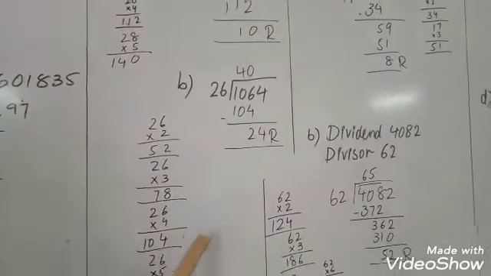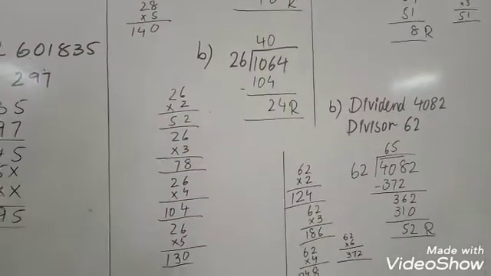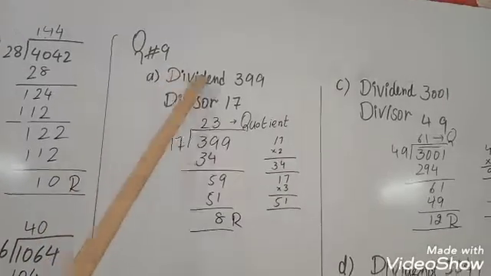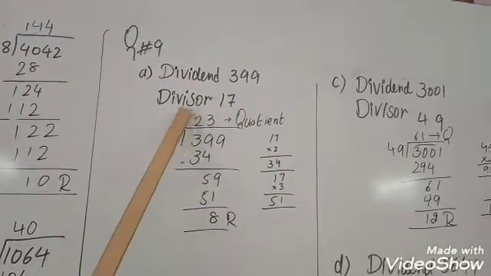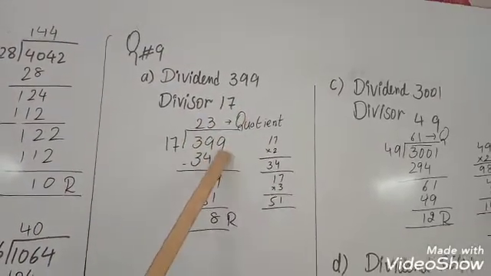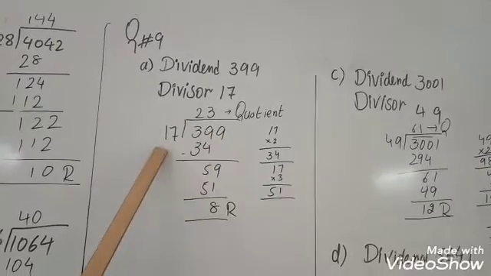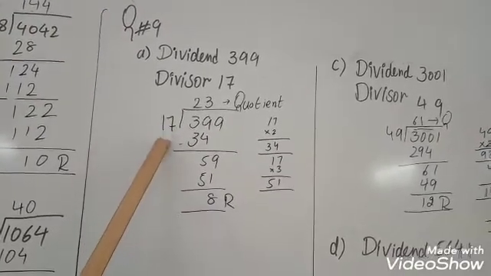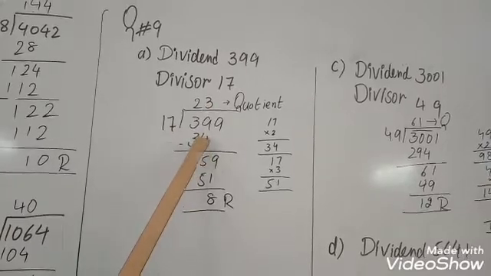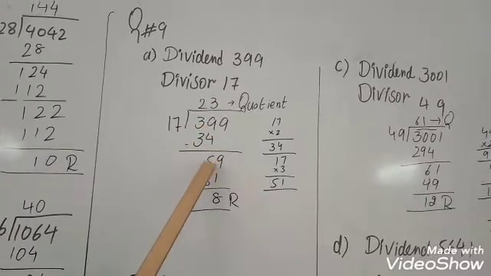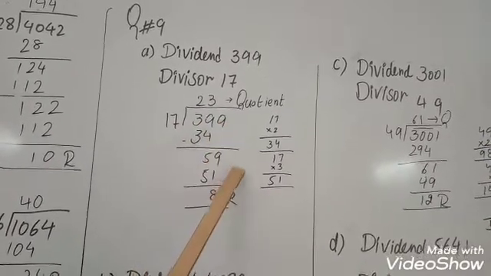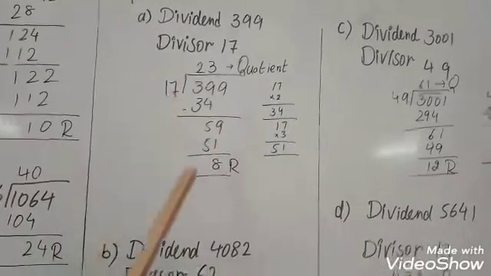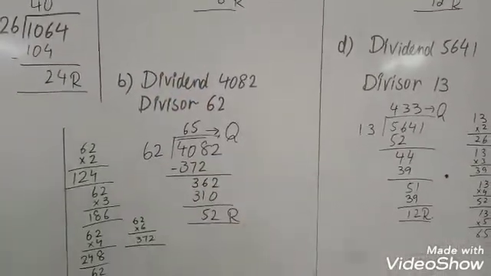Next questions are also the same. Question number 9. The dividend is 399 and the divisor is 17. We write the dividend inside the division and the divisor outside. Now we write the table of 17. 17 times 2 is 34. 39 minus 34 is 5 and 9 bring down. 17 times 3 is 51 and 8 is your remainder. Next questions are also the same.